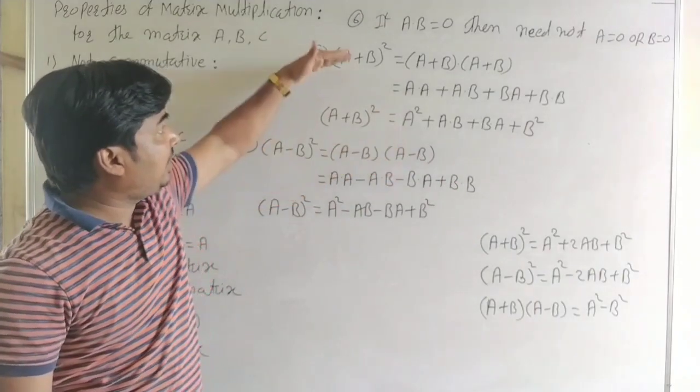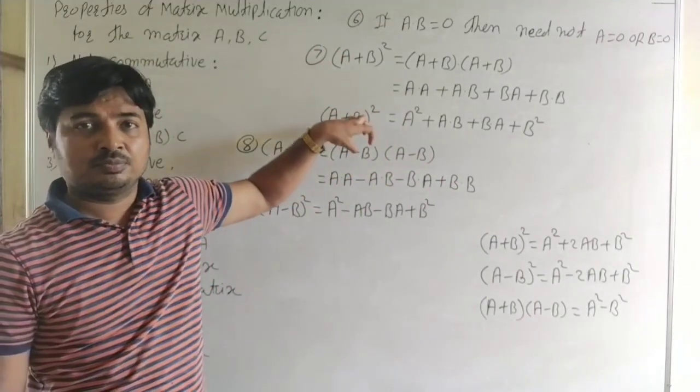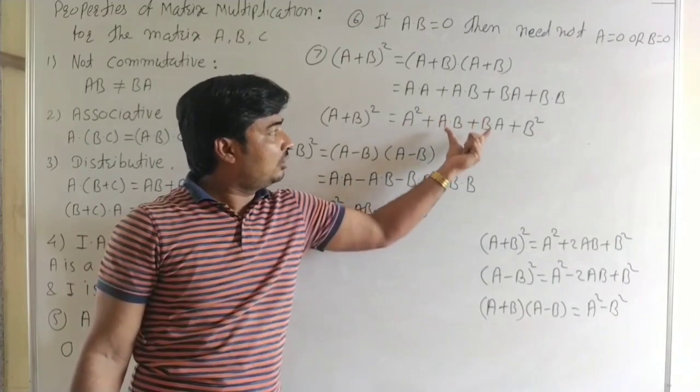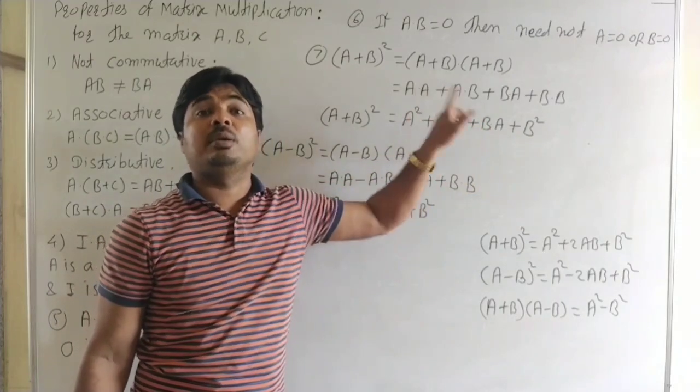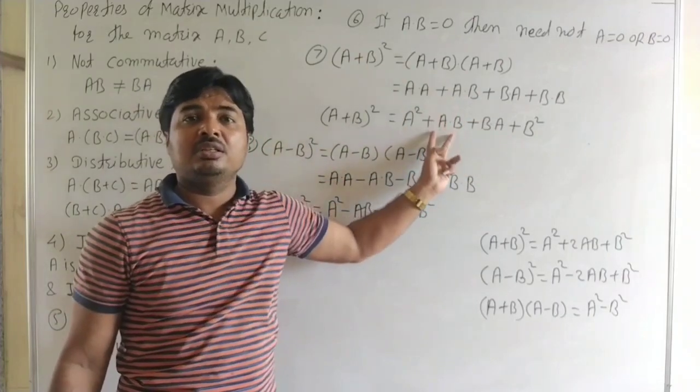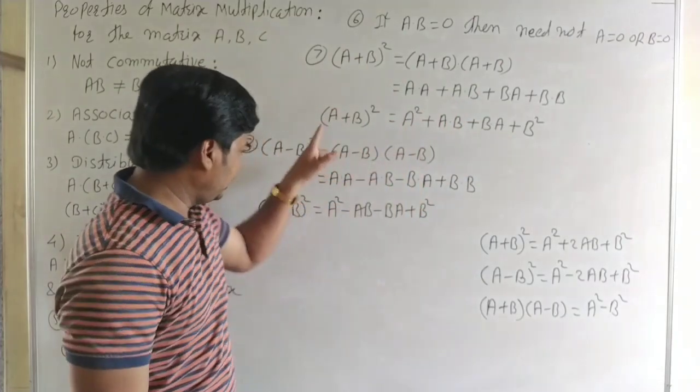But in matrices, A and B are matrices, and matrix multiplication is not commutative. So this cannot be written in the form of 2AB or 2BA. It is AB and it is BA, a multiplication of the matrices. Okay, this is the result.